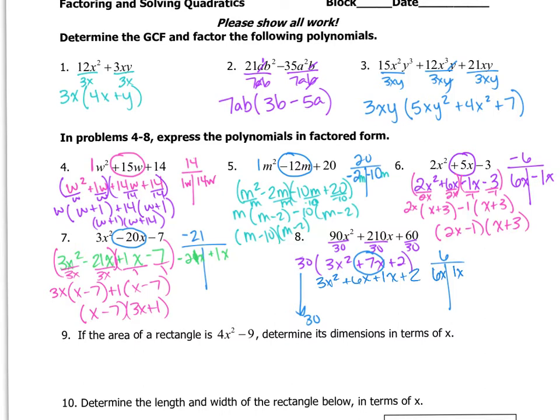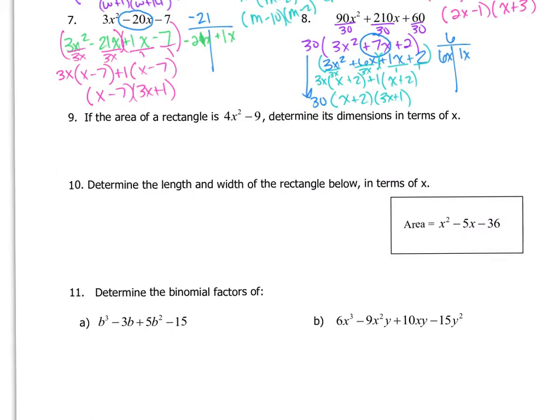And then we are going to group first two, last two. We can take a 3x out of the first parentheses. So we're left with an x plus 2. We can take a 1 out of the second parentheses, and we are left with x plus 2. So our final factored form, notice I've already got my 30 down there, is going to be x plus 2 times 3x plus 1.